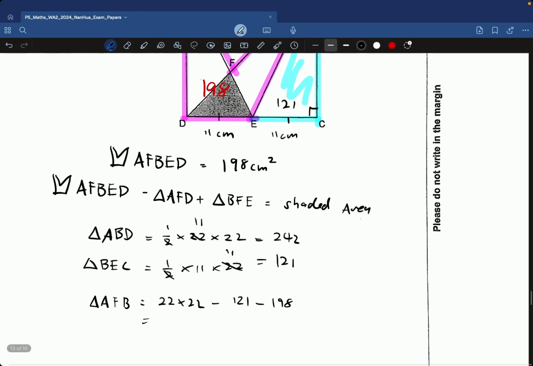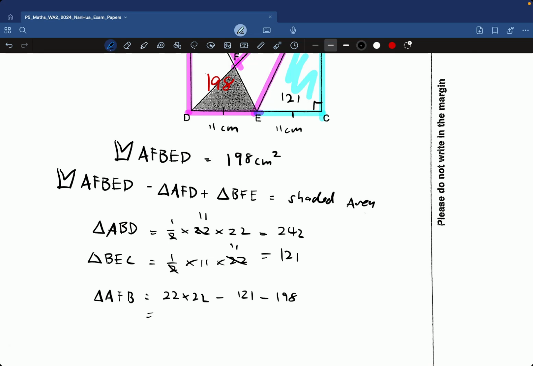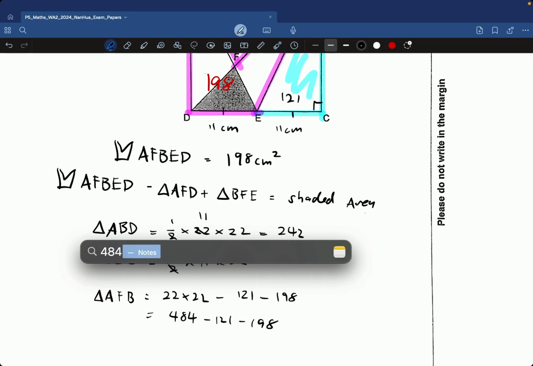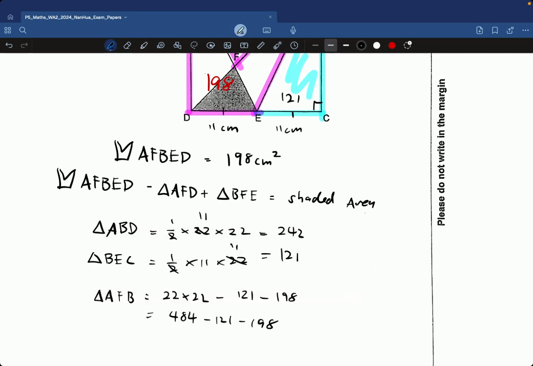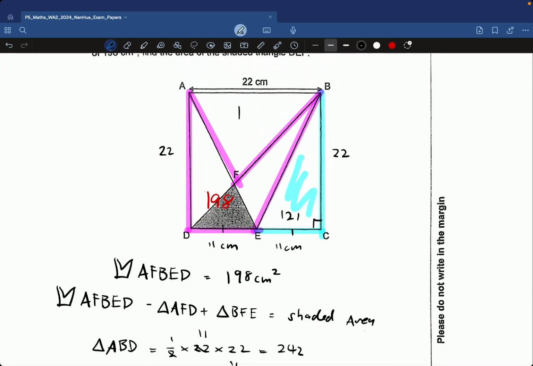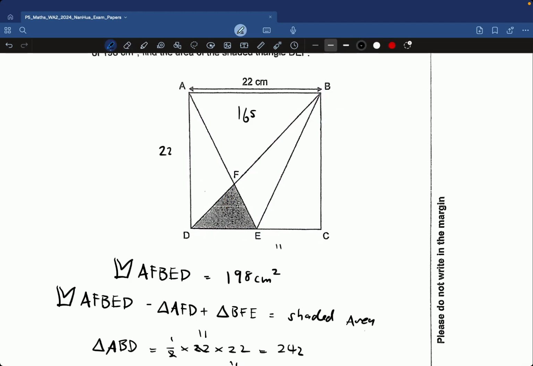Okay, so 22 times 22 is 484 minus 121 minus 198. So I'm going to calculate this. 484 minus 121 minus 198 is equal to 165. Okay, so now we know that this whole triangle is 165. Then the next part is, okay, this triangle is 165 cm squared. Now we can actually get this triangle.